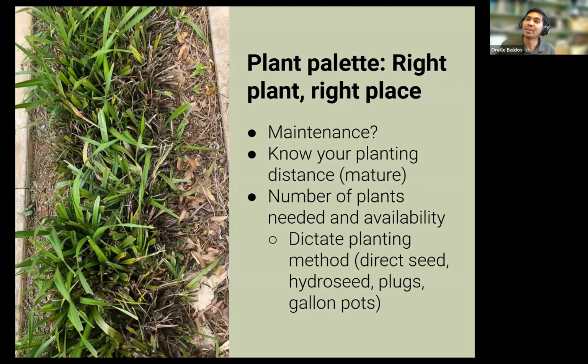This number also dictates the type of planting method that you're going to use. Either you're going to do direct seeding, hydroseeding, or planting transplants from plugs or gallon pots. If seed is abundant and cheap, then maybe direct seeding might be the way to go. If seed or planting material is not as available, then transplants or gallon pots might be more practical.